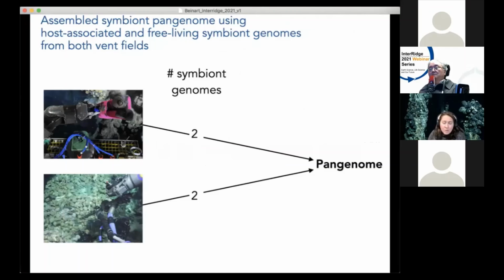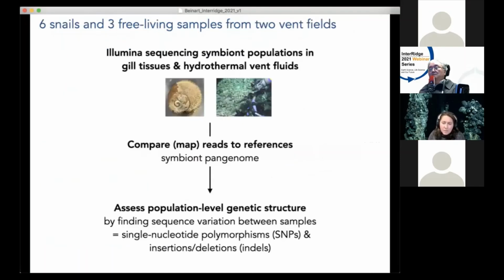Again, it was very similar to the previous study that I presented in the Lau Basin, although here we have a much smaller data set. We have 6 snail tissue samples and 3 free-living samples from the 2 vent fields. We sequenced the gill tissues and the free-living microbial communities from the vent fluids with Illumina. Then we take the reads from those samples, compare them to the reference, which in this case is the symbiont pangenome, and assess population-level genetic structure between these samples.